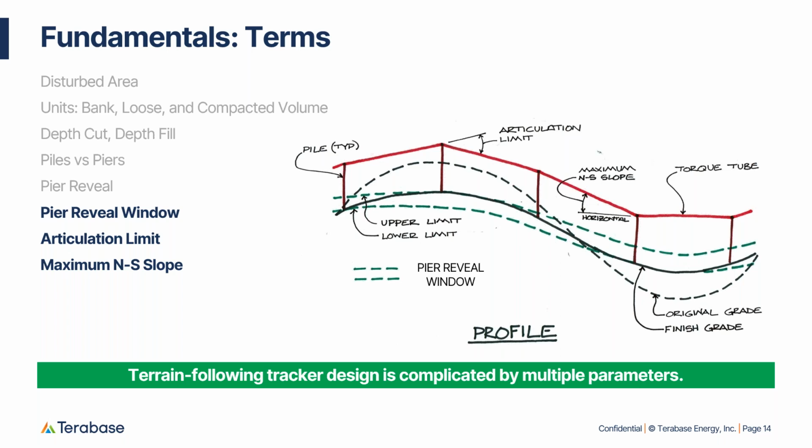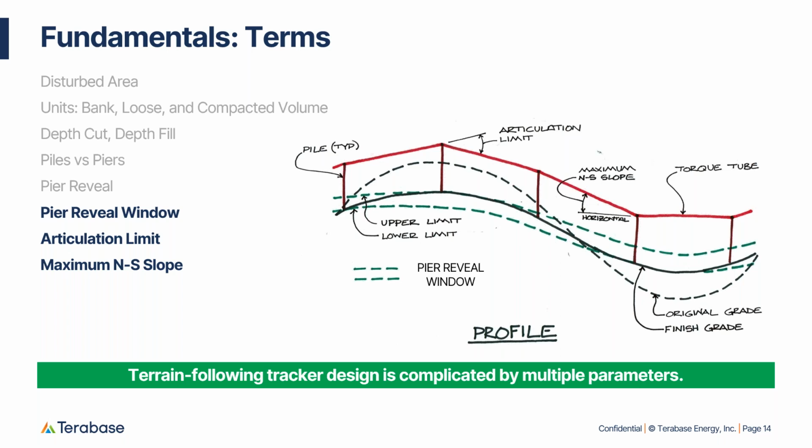So we've stuck to the articulation limits and the maximum north-south slope, and then we've kept our pier reveal window. The two dashed green lines on the screen that run parallel are what we call the pier reveal window. That's how much you allow the grade to undulate underneath your tracker. The larger the pier reveal window, the less grading you'll have to do. As you shrink that pier reveal window down to 0, your earthwork volumes are going to increase.